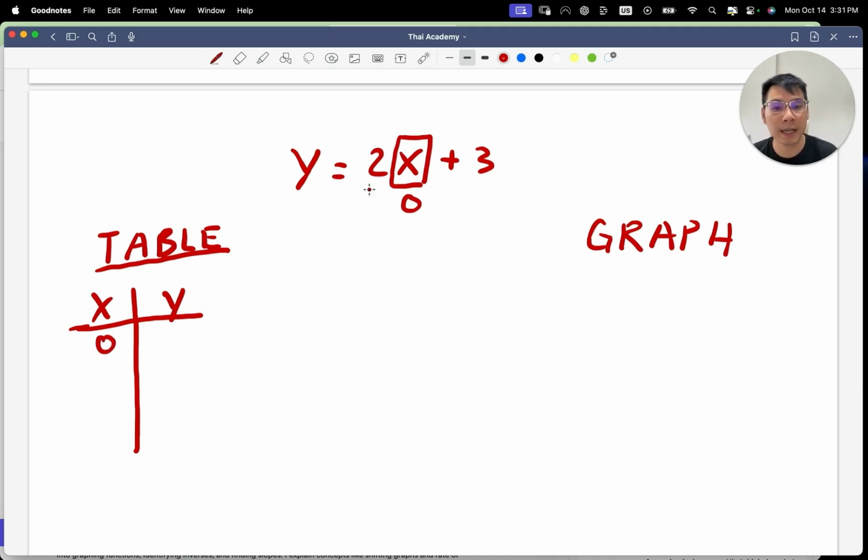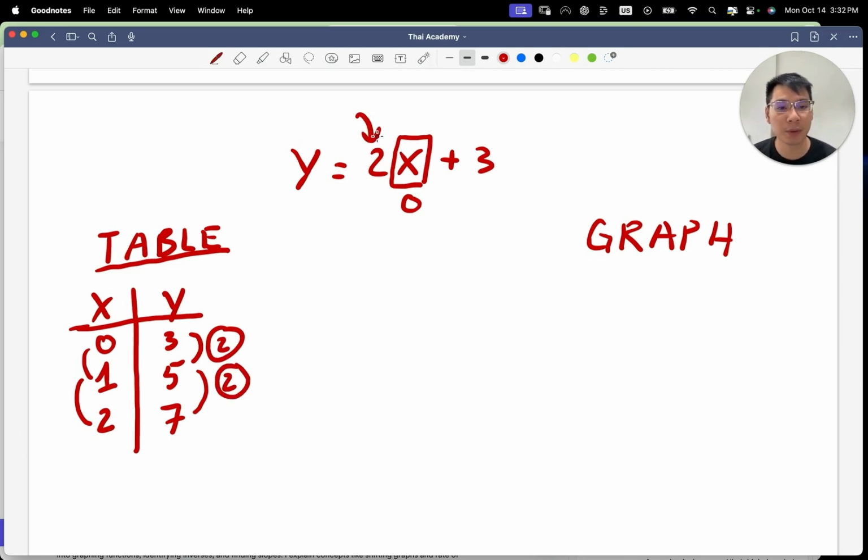If it's 0, then 2 times 0 is 0, plus 3 is 3. So my y would equal 3. If I choose my input as 1, then 2 times 1 is 2, plus 3 is 5. And if I choose my input as 2, 2 times 2 is 4, plus 3 is 7. As you can see, there is a change in the output based on the unit change in input. So the rate of change is how much? 2 for each 1. That's why there's a slope associated with the rate of change.